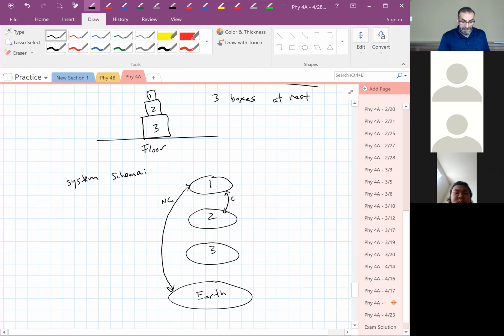And box 2 is interacting with box 1, but we've already accounted for that with the arrow to box 1. And it's interacting with box 3 through a contact force, right? And it's interacting with the Earth through gravity. That's non-contact.